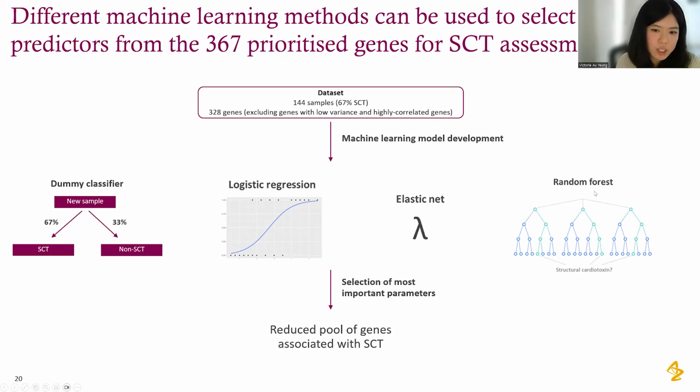And this time, because we were interested in the performance of our models, we then benchmarked these against something called a dummy classifier. The dummy classifier is a very crude classifier. So it essentially looks at the balance of classes in our data set. That is 67% toxins, 33% non-toxins. So when you give it a new sample to predict, 67% of the time, it will say it's a structural cardiotoxin. We then assess the model performance, select the most important parameters, and then identify our pool of important genes, which could be linked to SCT.